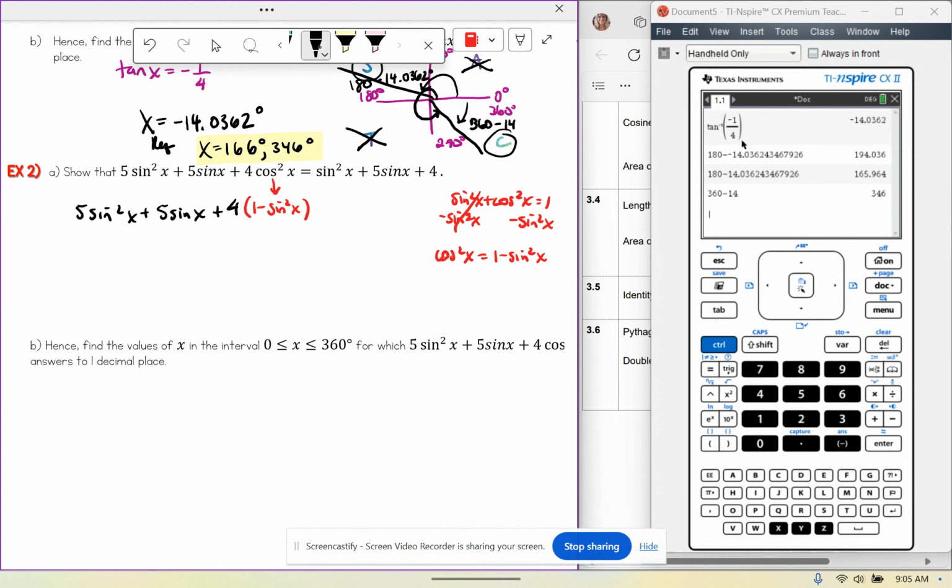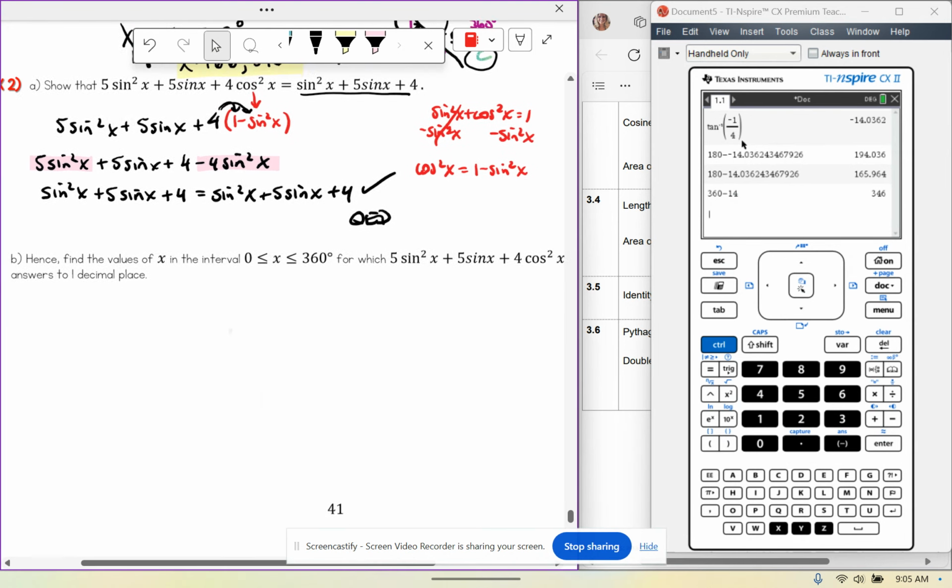Okay, so now I'm going to distribute this guy. I'm going to combine like terms. So I have a sine squared x here, and I have a sine squared x here. So I would end up getting sine squared x plus 5 sine x plus 4. Oh, yay, I got it. Equals sine squared x plus 5 sine x plus 4.